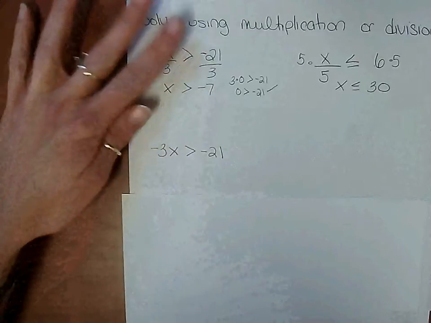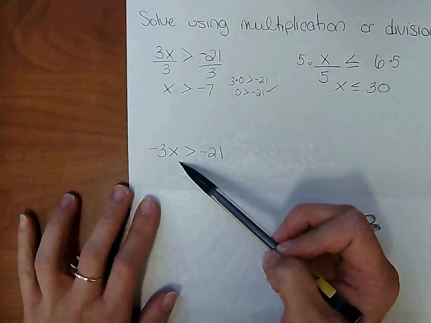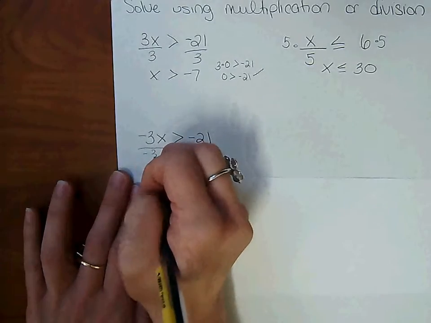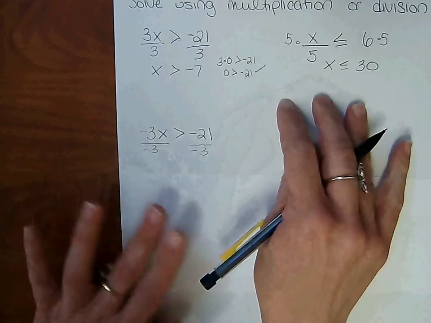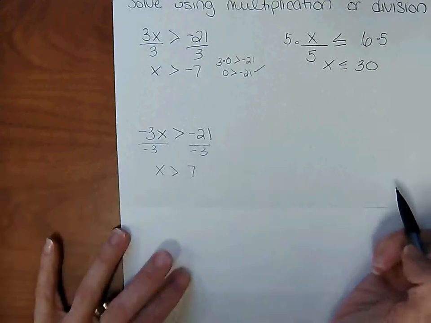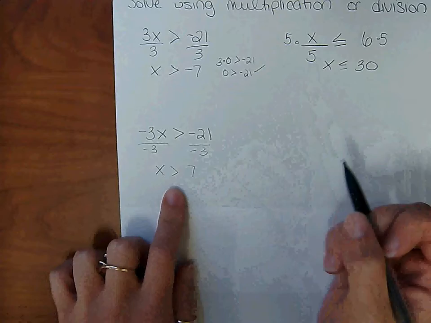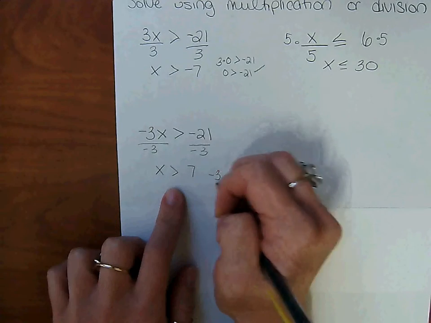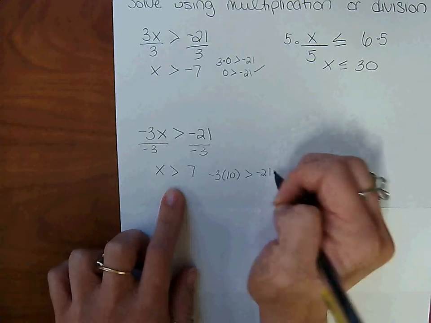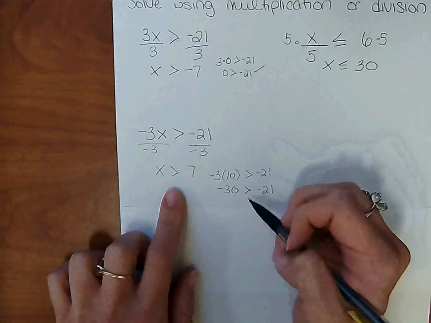Now, here we have negative 3x is greater than negative 21. If I just follow the rules that I've been following and do the opposite of multiplying by negative 3 and divide by negative 3, I'm going to end up with x is greater than 7. So let's check our work. Pick a number that's greater than 7. So I'm going to pick 10. And if I plug in 10 here, negative 3 times 10, that has to be greater than negative 21. Well, negative 30 is not greater than negative 21.